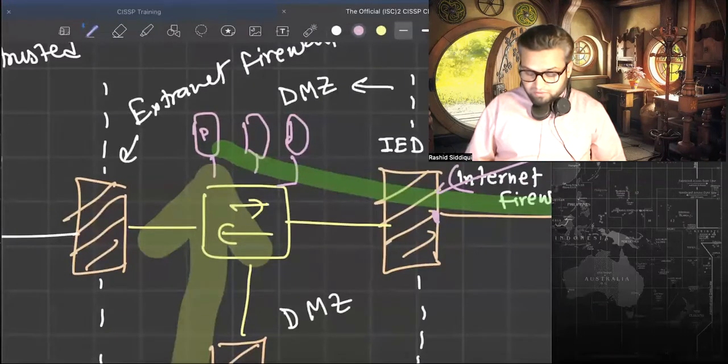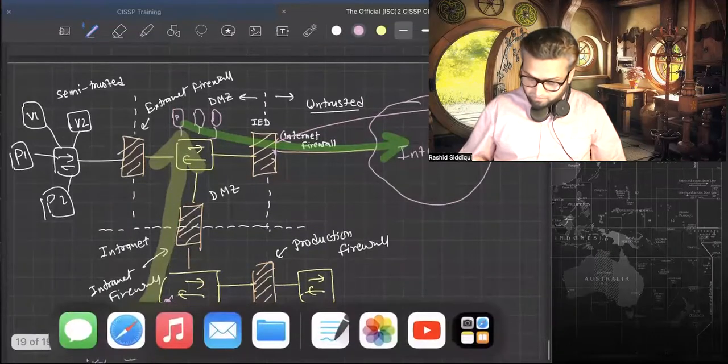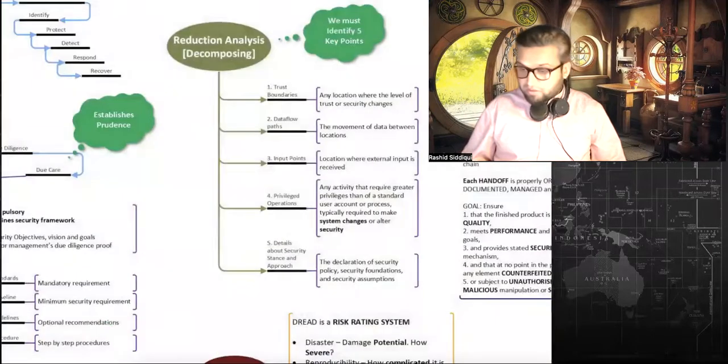Or configuring this proxy server in a way that it acts like a reverse proxy. So those kinds of operations will require superuser or administrative privileges, right? So those things we have to identify, right? Privileged operations. So when we are decomposing anything, we have to think of all the possible options, all the possible ways the system can be compromised, right?